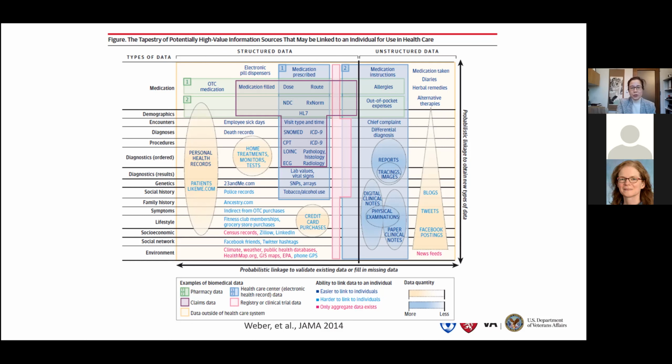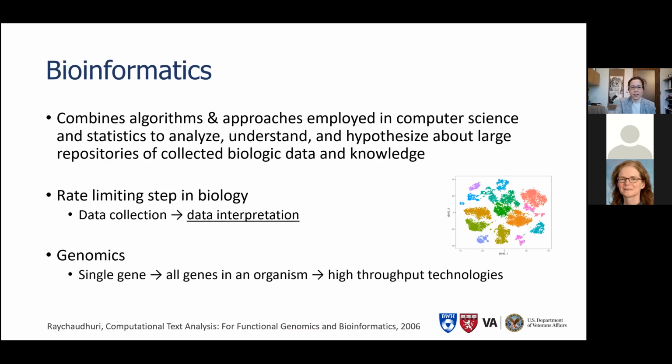So obviously I'm showing you here, beyond electronic records, there are studies looking at tweets and other types of personal health records, but we're really going to focus on electronic health records today. Next, I'd like to just introduce bioinformatics, which sits within the framework of data science.